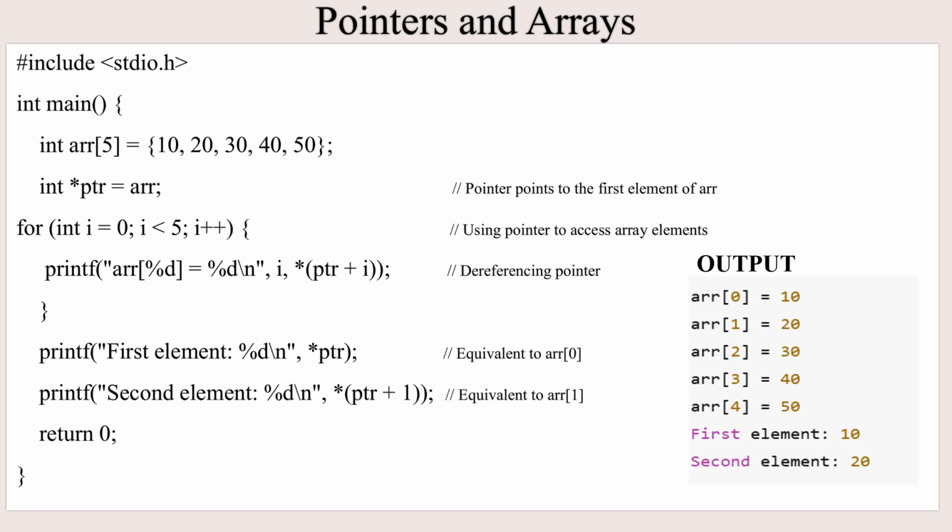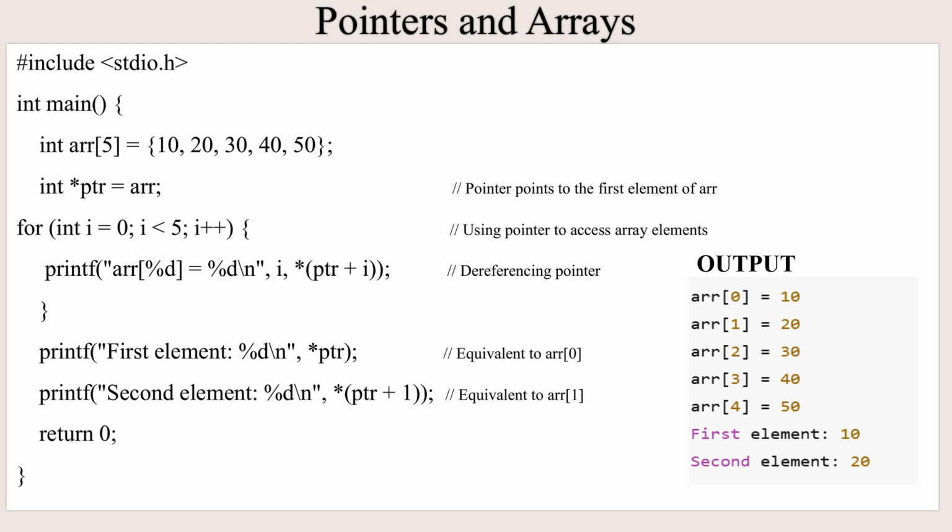Printing the first element of the array, *ptr gives the value of the first element, array[0]. Print the second element of the array, *(ptr + 1) gives the value of the second element, array[1]. Returning a 0 to indicate a successful execution.